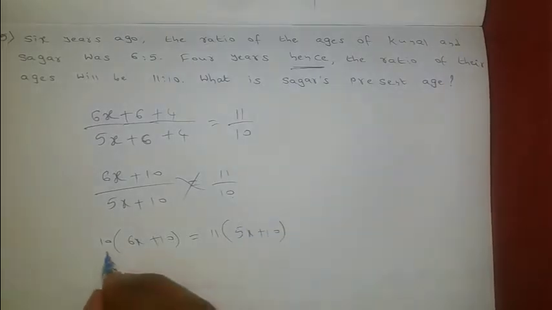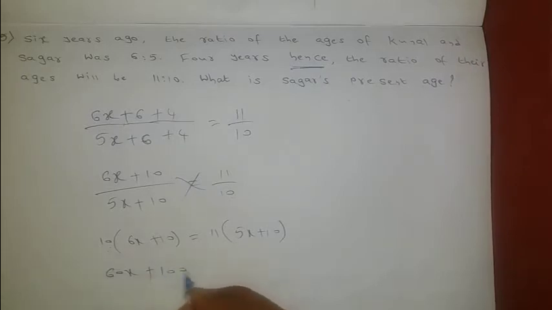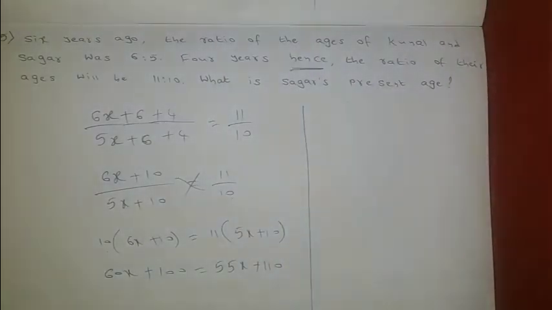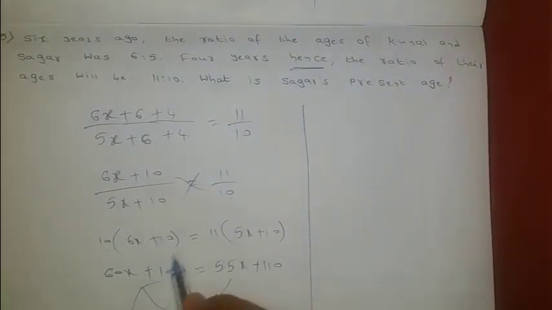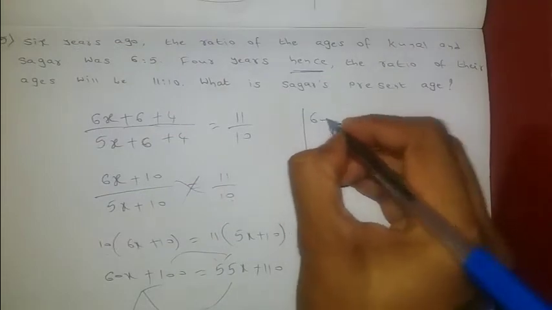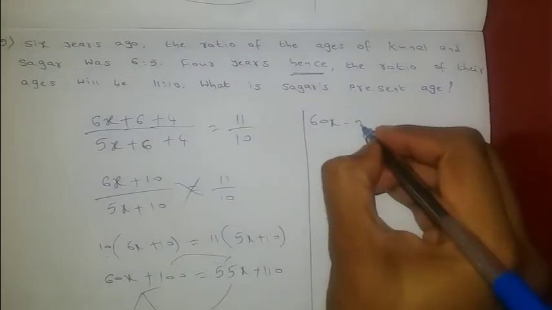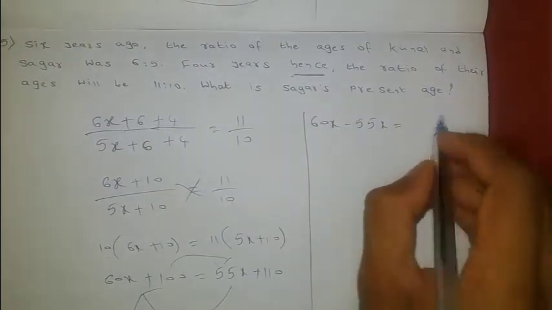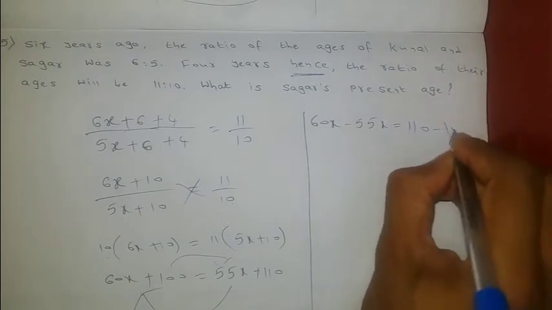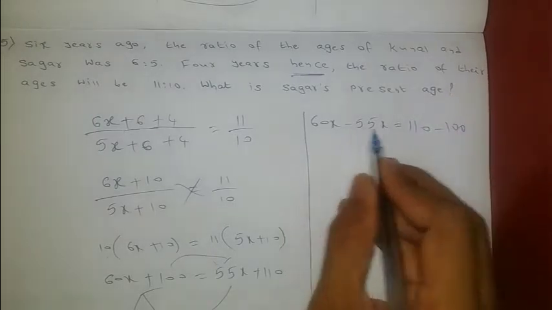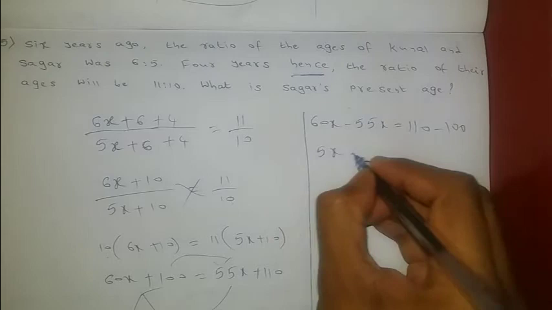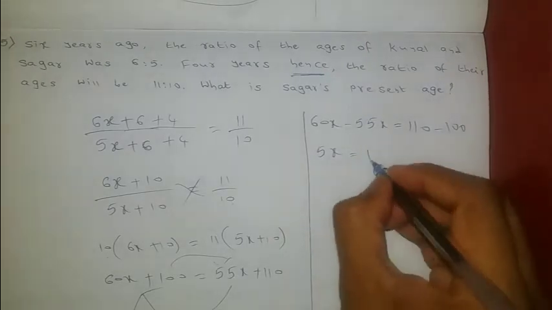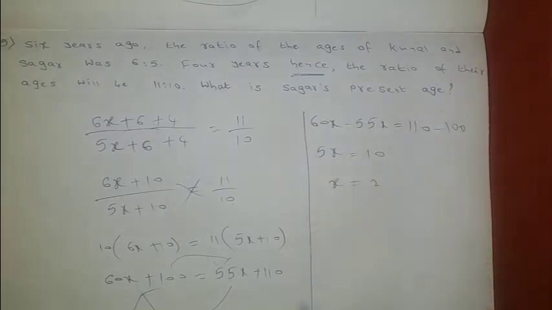10 into 6x, 60x, plus 10 into 10, 100, 11 into 5x, 55x, 11 into 10, 110. I will take 55x this side and 100 this side. So we will get 60x minus 55x, which is equal to 110 minus 100. 60x minus 55x, 5x is equal to 110 minus 100, 10. So x value is 2.